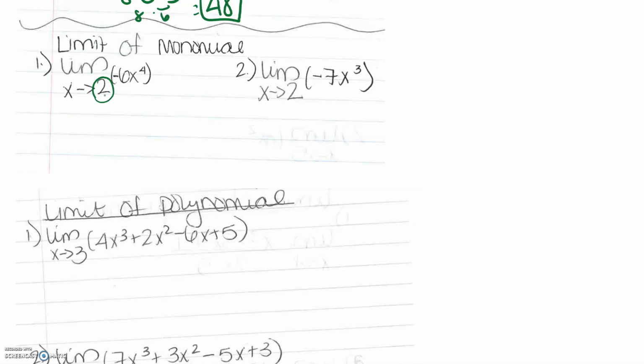But for these, what you're going to do is just substitute them in. As long as it's not a fraction, you don't even have to worry about it not existing, because it will exist. So all you're going to do is take these and substitute them in.